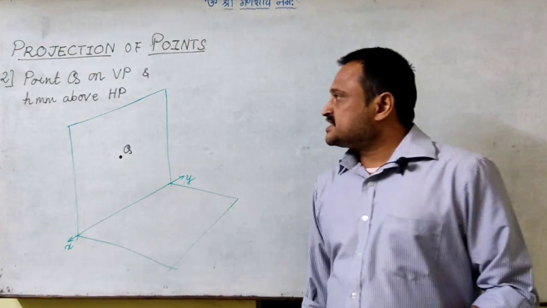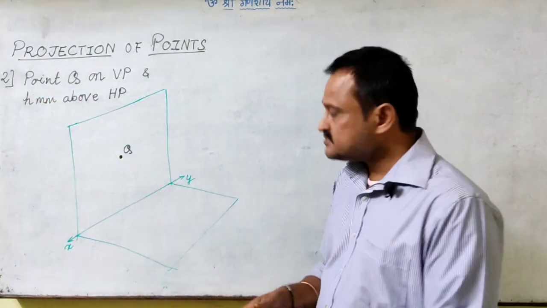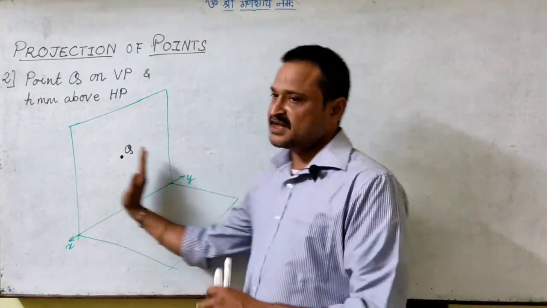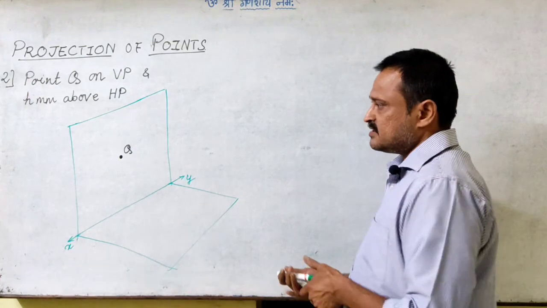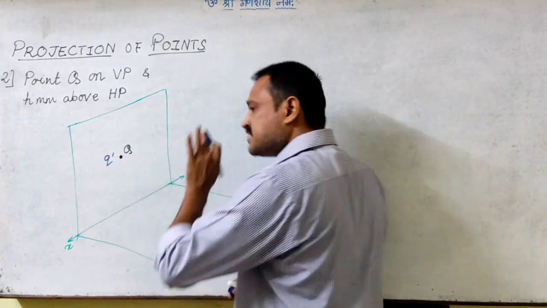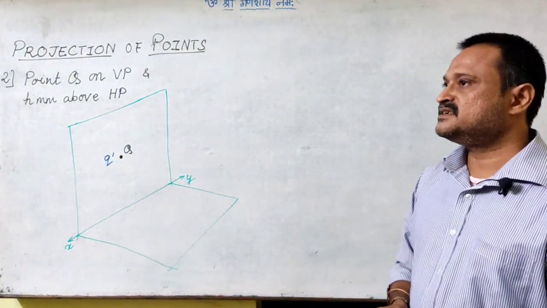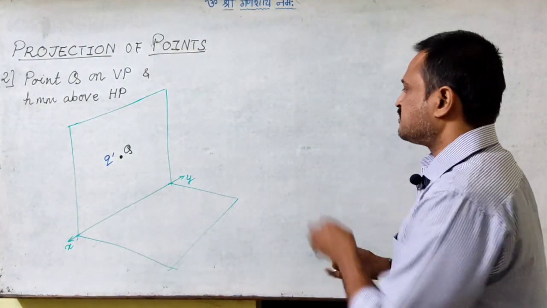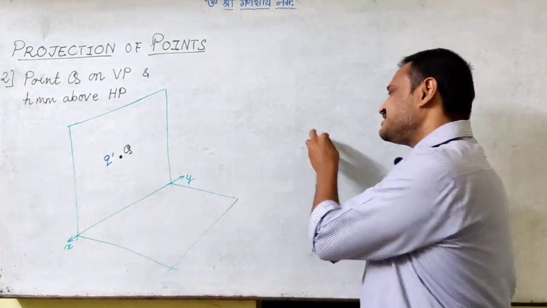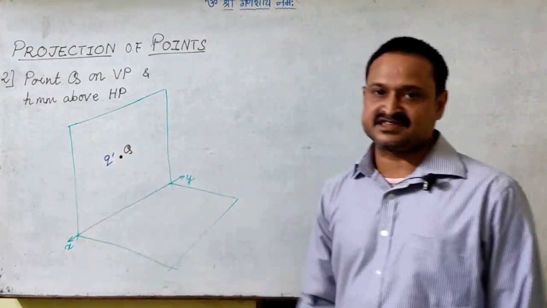So this is the second case where point Q is on VP and it is h mm above HP. Now when we are looking at it from the front, we will be able to see the front view image of this point where the point is. As if Q, if you want to imagine, is a switch on a wall. So where will you get its image? There itself. So I am getting the front view image of this point Q there itself.